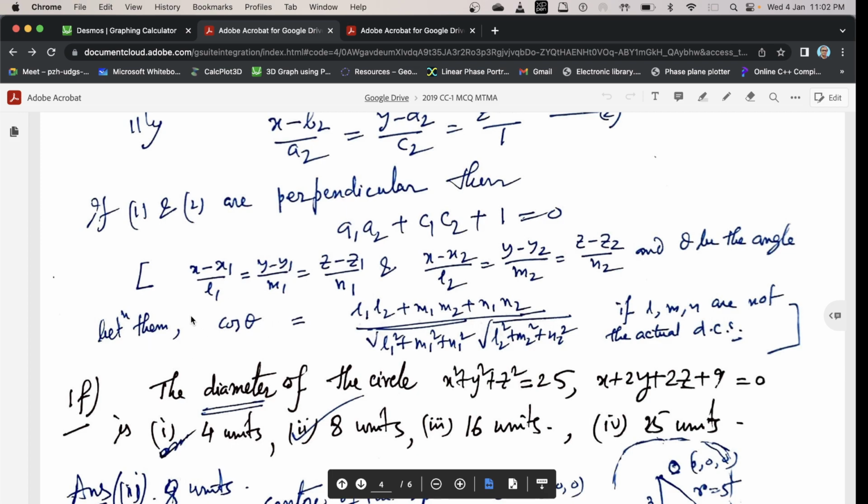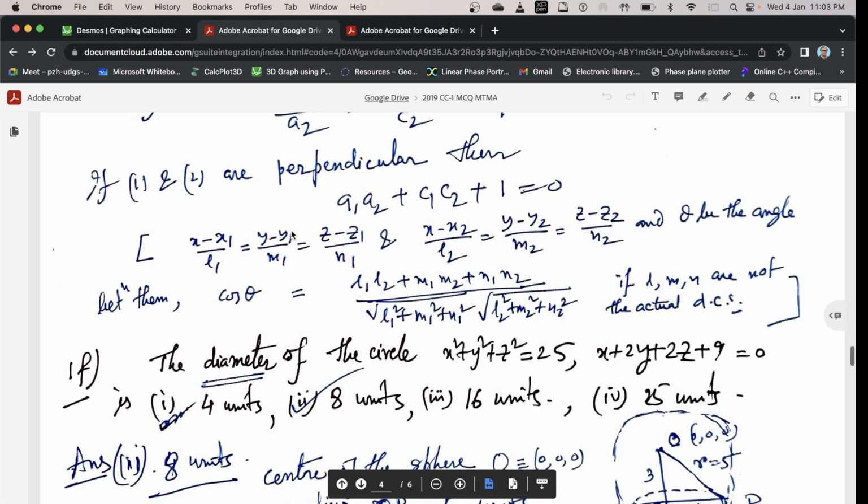and (x minus x2)/L2 equals (y minus y2)/M2 equals (z minus z2)/N2, and theta is the angle between them, then cos theta equals (L1 L2 plus M1 M2 plus N1 N2) divided by root over (L1 square plus M1 square plus N1 square) and root over (L2 square plus M2 square plus N2 square), if L, M, N are not the actual direction cosines. Actually, we consider here L1, L2, M1, M2, N1, N2 as the direction ratios. So this is the cos theta.